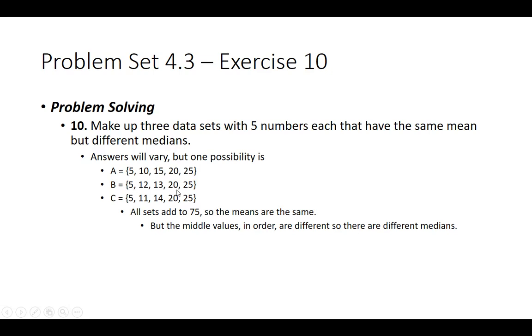So I kept 5, 20, and 25 the same in each, and then I just did a little addition and subtraction to come up with 12 as the missing number for B and 11 as the missing number for C. So I've made sure that all sets add to 75 so that the means are the same, but the middle values have to be different so that there are different medians.